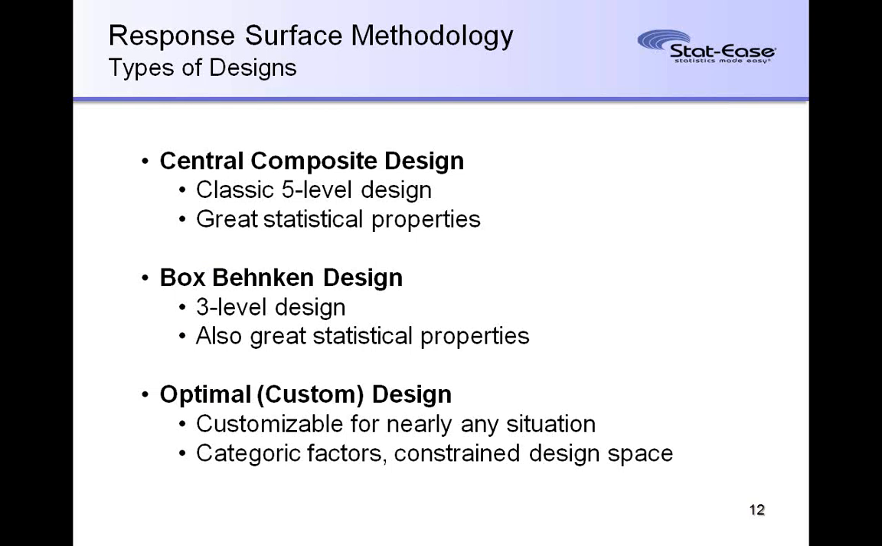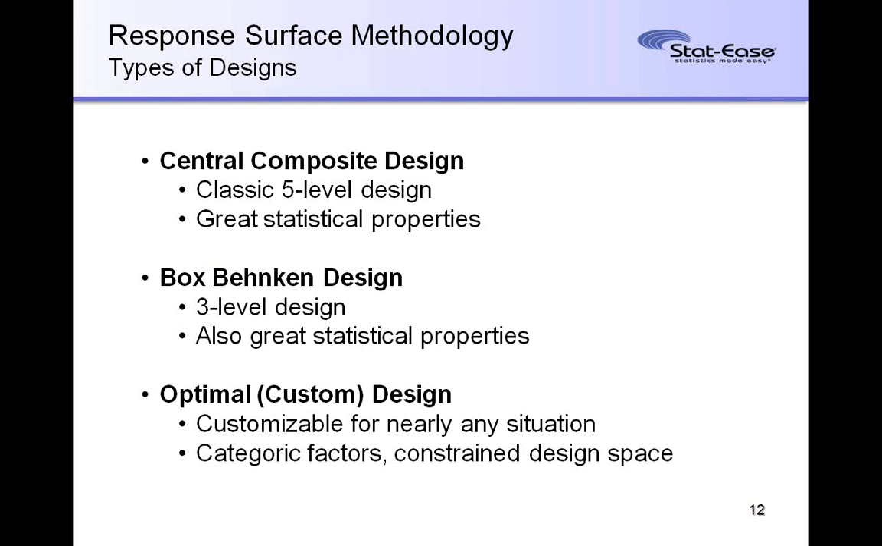Now, I have certainly been in situations where setting some of the factors to 5 levels was just too extreme, and so the Box-Behnken design is another great alternative that's only a 3-level design. It also has very good statistical properties. Usually it has a couple fewer runs, which can be a bonus.